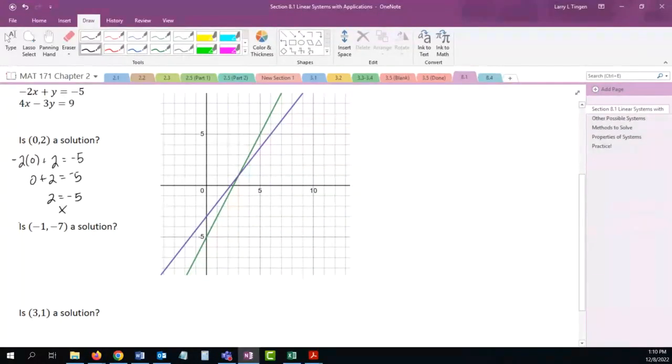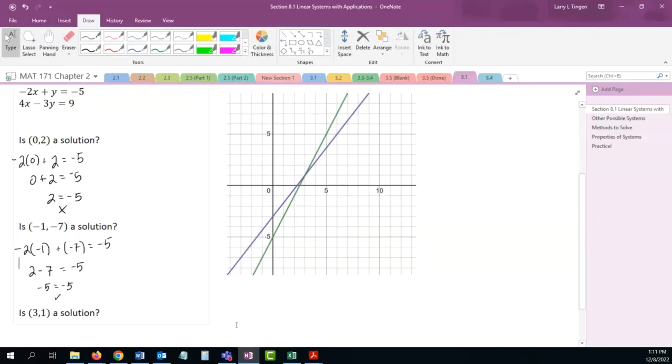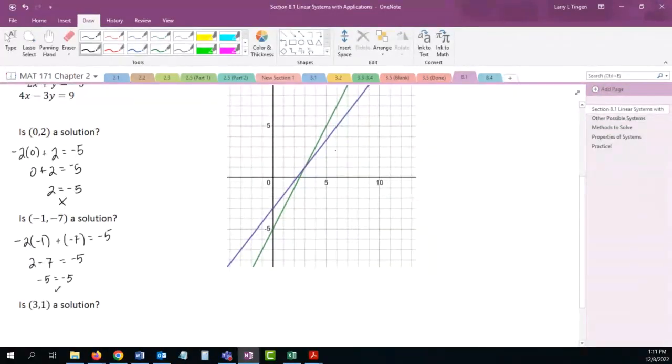So next, how about (-1, -7)? Yeah, you could also look at the graph. It's in there too. So again, let's start with the first equation, negative 2x plus y equals negative 5. Negative 2 times negative 1 is positive 2, minus 7 is equal to negative 5, so negative 5 equals negative 5. Okay, that's half of it. Now I need the other equation. No problem, Andrew. So let's scoot this over just a little bit, and let's grab that other equation and check if (-1, -7) works for it.